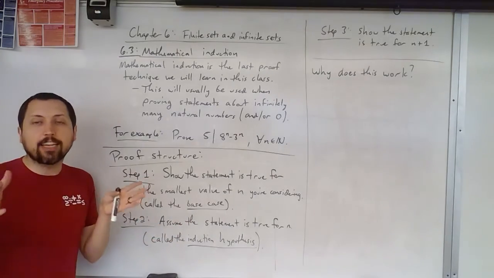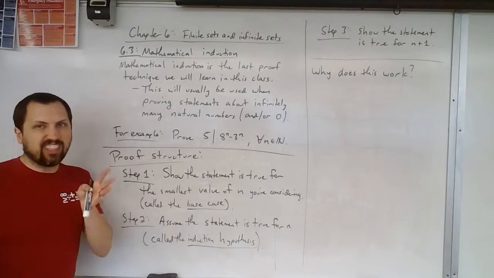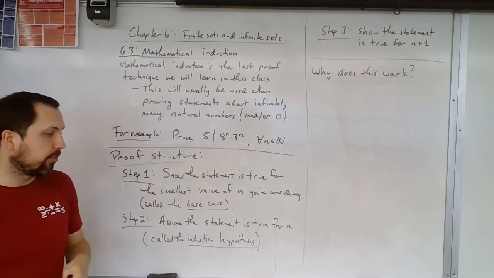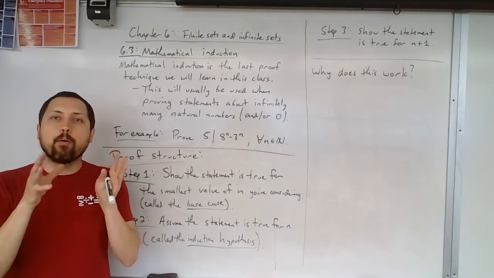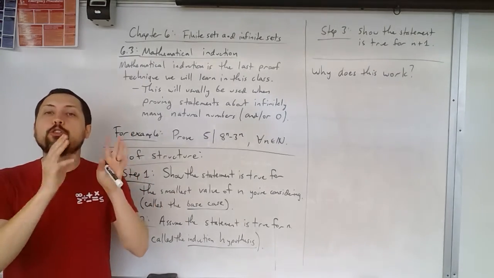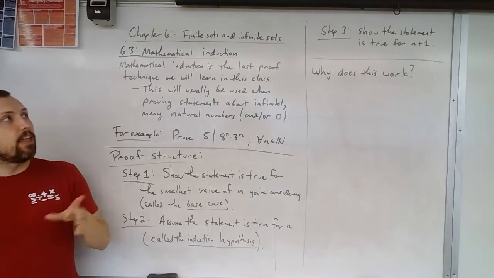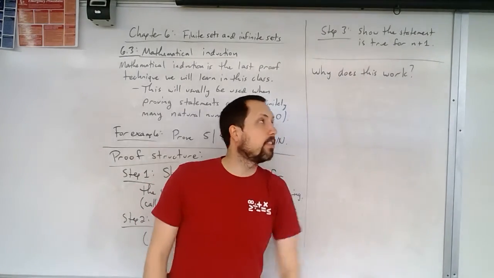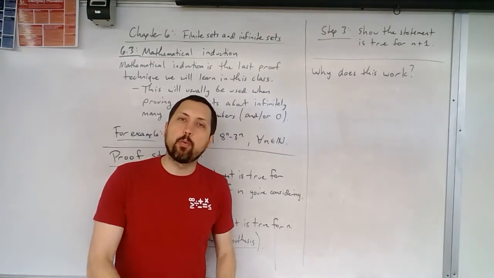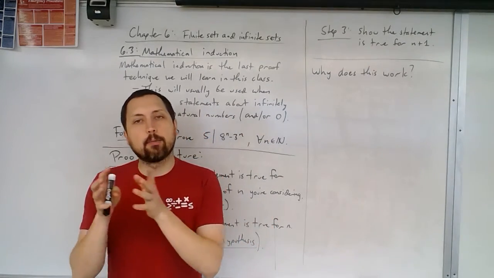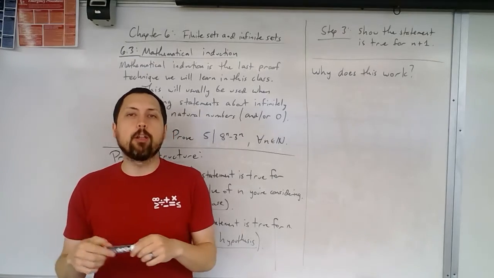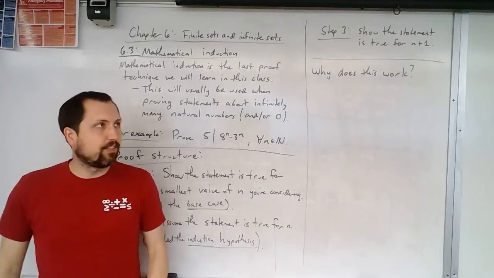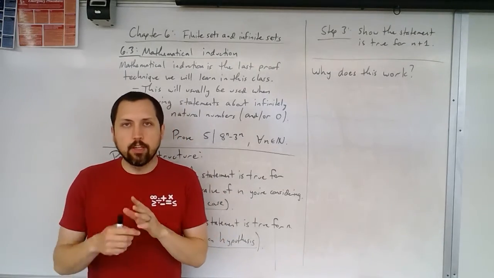Step 2, assume the statement is true for n. So we'll actually state, assume this thing is true for n. That's called our induction hypothesis. We're basically hypothesizing, say, what if this is true, right? We're going to assume that this is true. Then the provey part of all of this comes in to show that the statement is true for n plus 1. So we assume it's true for n, and we'd like to prove why it is true for n plus 1.